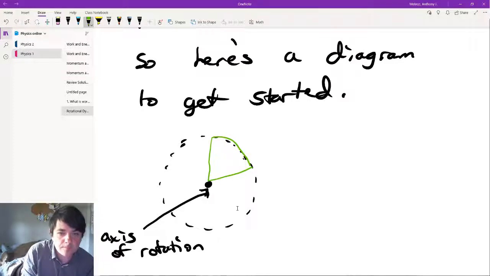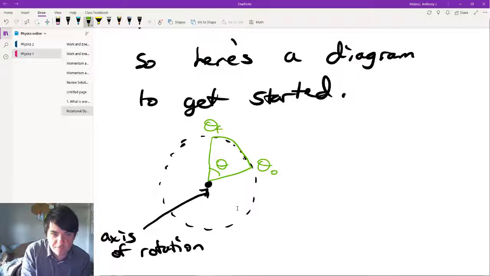Use green here. So I'm going to define this angle theta, theta initial, theta final, and I'm going to write the script L. Okay, the last thing we're going to do is write R here. Okay, so now let's define some terms.